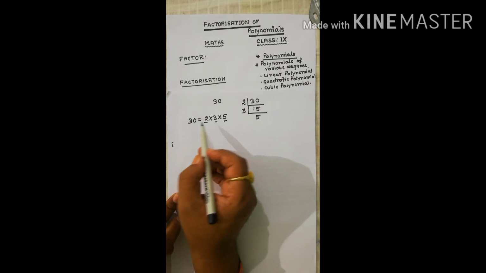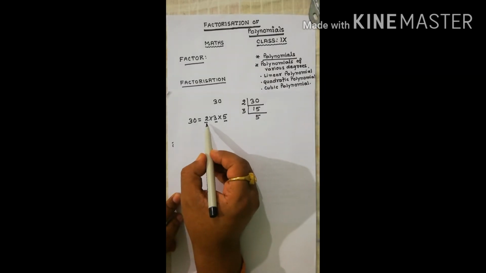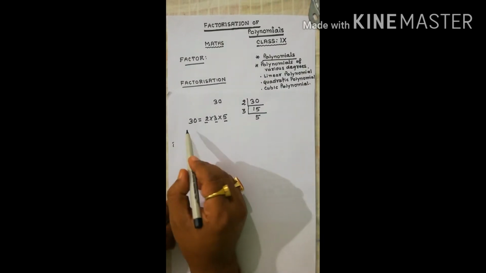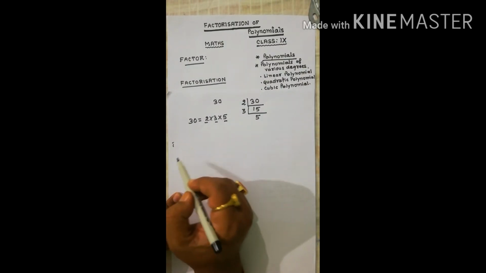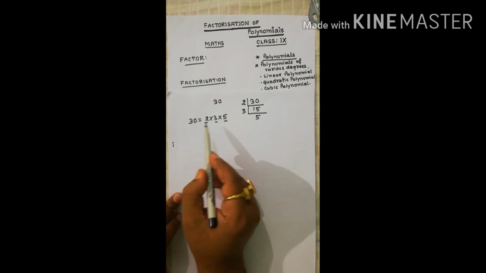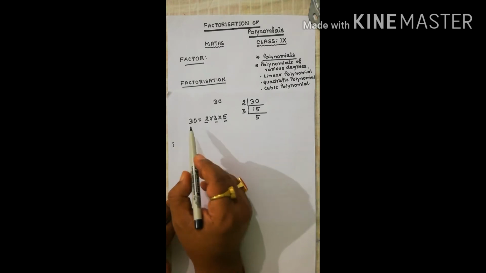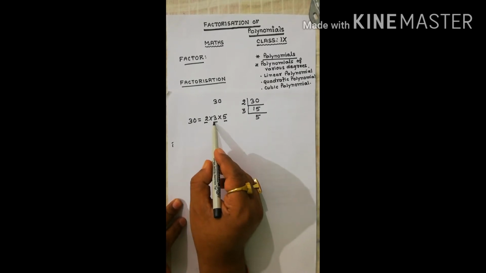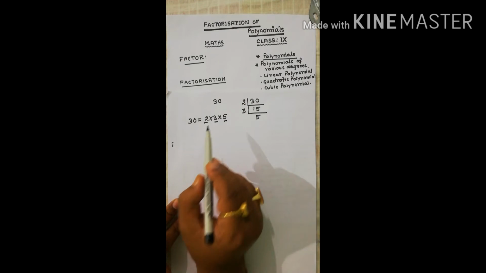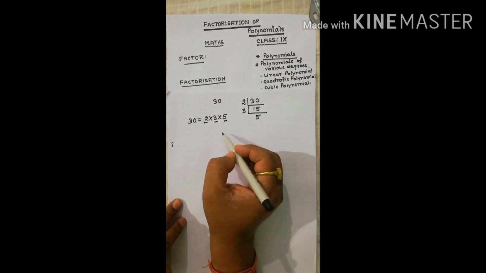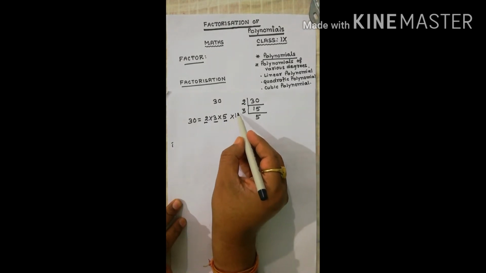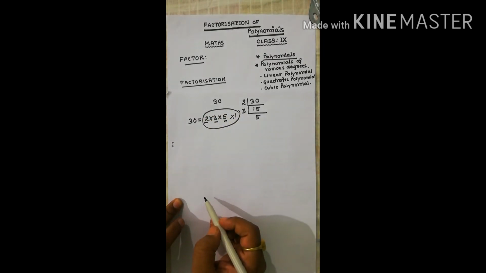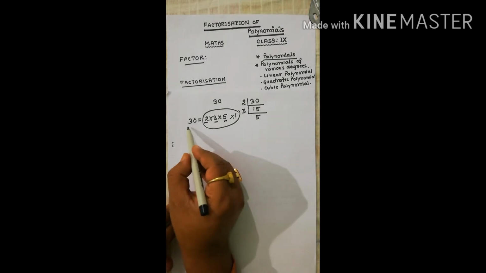Factors of any number means that number divides the number exactly. So 30 is divisible by 2, 30 is also divisible by 3 and 30 is divisible by 5. So 2, 3, 5 including 1, these are also factors of the number 30. So this is for any given number.